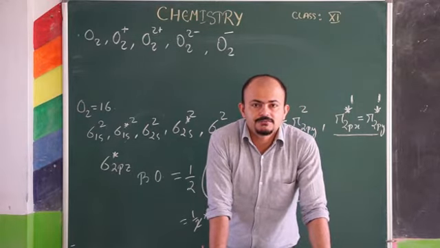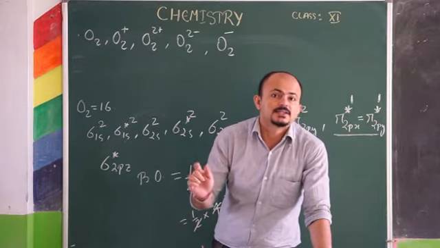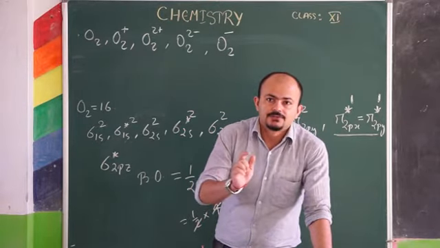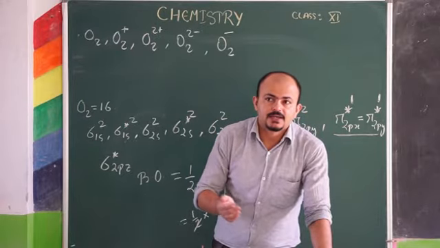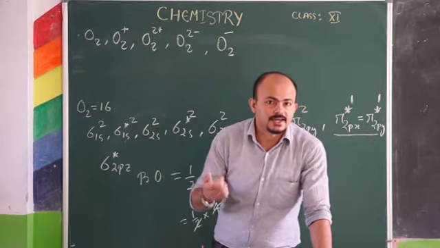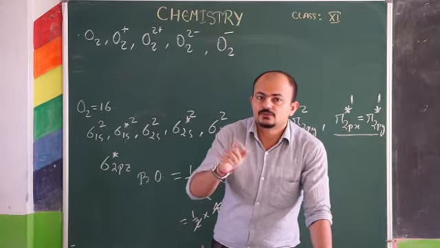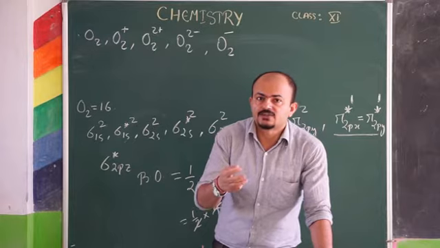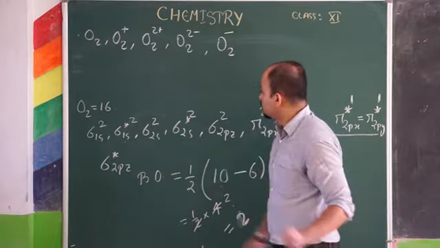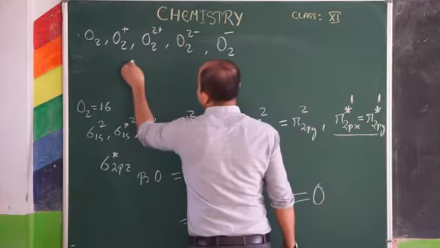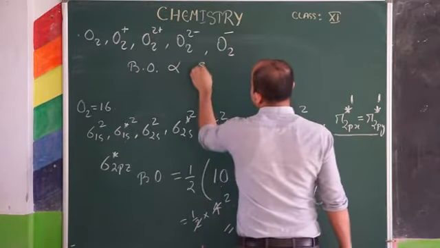Now listen to this very carefully. The higher the bond order, the higher the stability. And if they ask you about bond dissociation energy, higher bond order means you will have multiple bonding, which means the bonds are very strong. That means their bond dissociation energy will also be more. So bond order is directly proportional to stability.